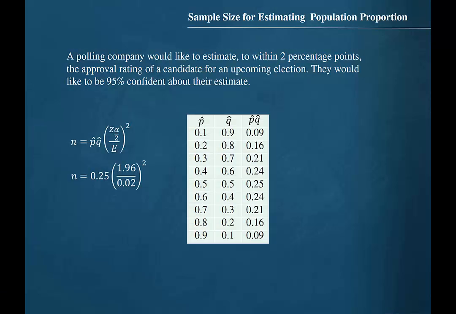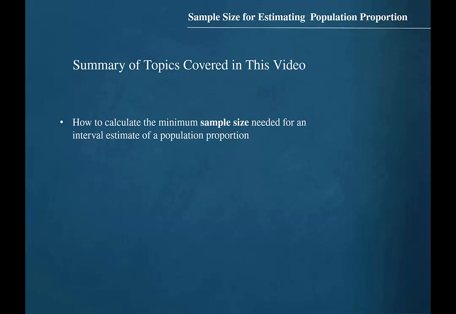So, filling in the formula with 0.25 for p-hat times q-hat, 1.96 for z, and 0.02 for our margin of error, we find that a sample size of 2,401 would allow us to estimate the approval rating for the population with 95% confidence to within 2 percentage points. In this video, we learned how to calculate the minimum sample size needed for an interval estimate of a proportion.